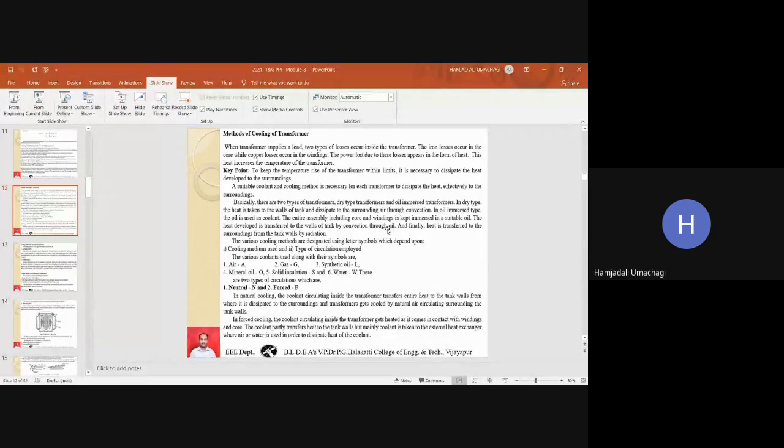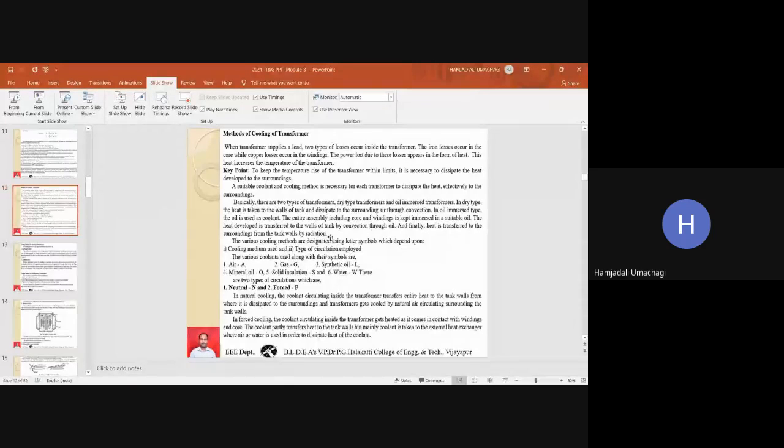So in the dry type there is no oil, but here oil is present. Whatever heat is developed through the windings will be absorbed by the oil, and that oil carries the heat to the tank walls, and from the tank wall it is given out to the atmosphere. So once again, here also we follow the convection type of heat carrying method. And finally, heat is transferred to the surroundings from the tank walls by radiation. From there onwards, it follows the next method of heat transfer, that is the radiation method.